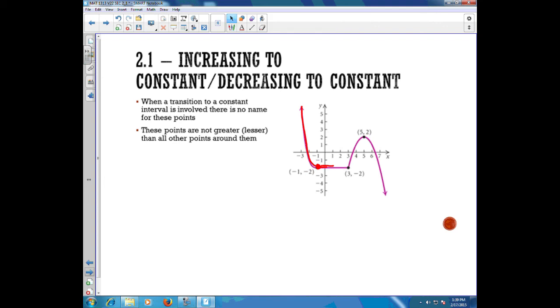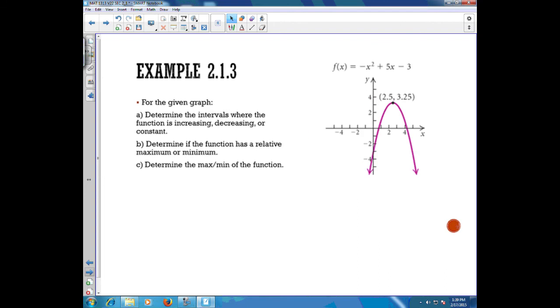However, if we look at x equals 5, at this point the function is going from increasing to decreasing, and so we get a relative maximum. And the relative maximum is 2 at x equals 5. So when we refer to the maximum or minimum value, we're asking for what's the y value at the point where the maximum or minimum occurs.